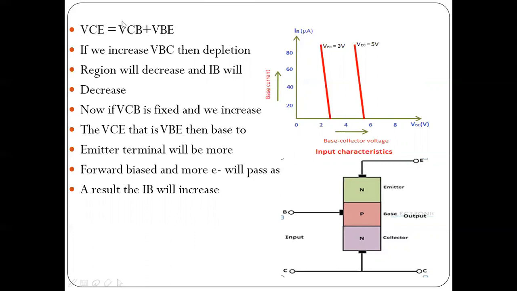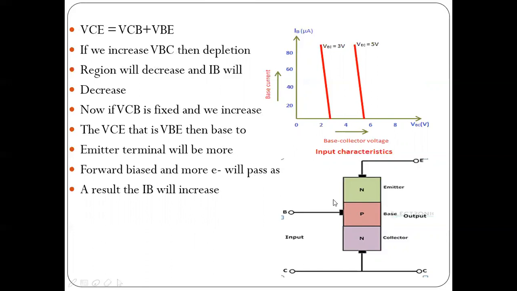Now if VCB is fixed, this part is fixed, and we increase the VCE, then the VBE will also increase. As this part is fixed, then VBE is proportional to VCE. So if we increase VCE, then VBE will also increase. That means the base to emitter voltage will increase.